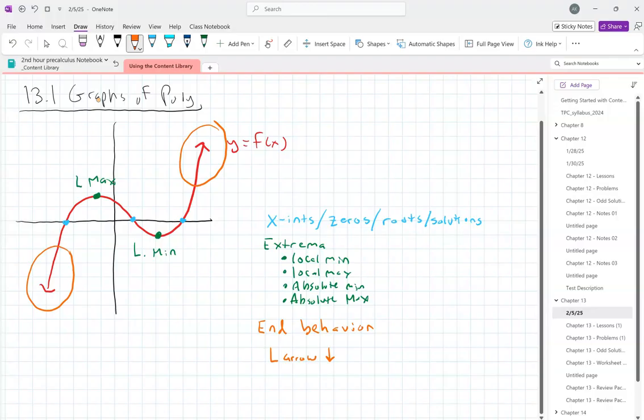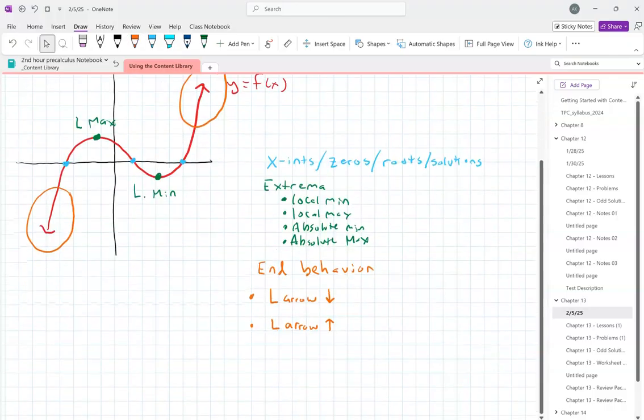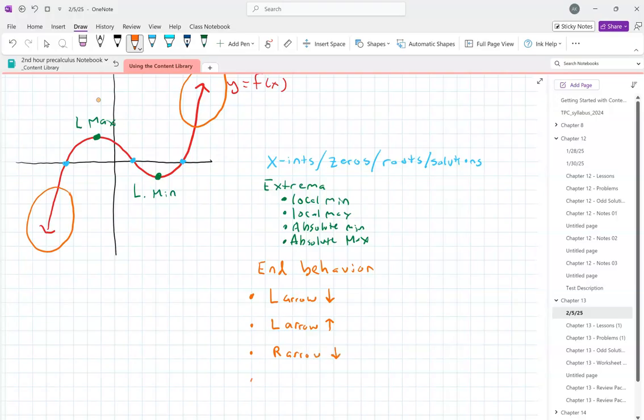So the four cases: you can have the left arrow pointing down. That's what's happening here. That left arrow can point up. The right arrow can point down, or the right arrow can point up. For polynomials, these are the four possibilities. You're going to have two for every polynomial function, one for the left and one for the right.